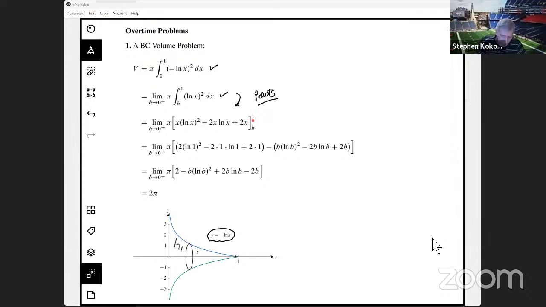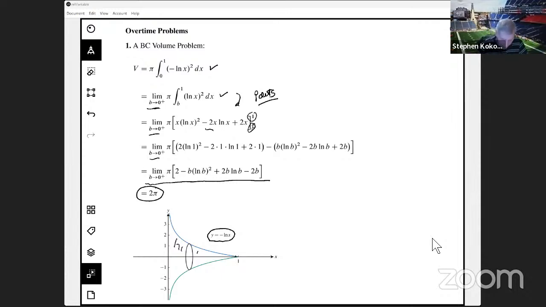If I find the antiderivative and plug in the bounds 1 and b, and by the way, don't forget, this is an improper integral, so we've got to have this limit out in front. And remember, we carry that limit until we actually evaluate it. Now look, this is the correct answer, which is absolutely amazing, that the volume of that solid is 2 pi.